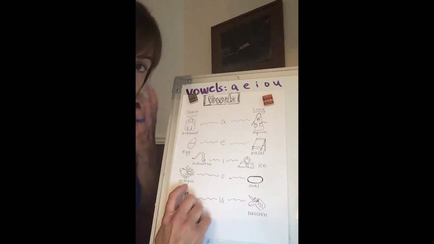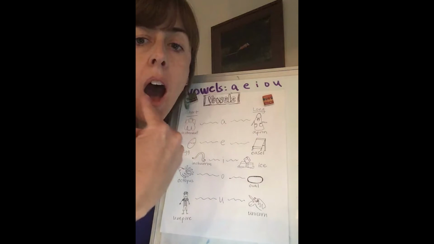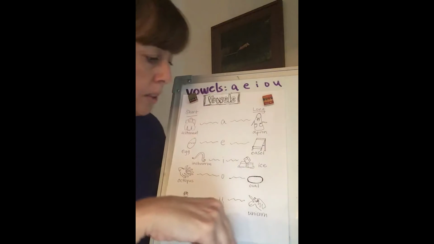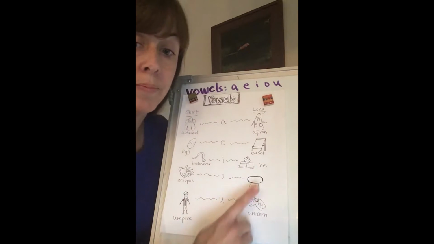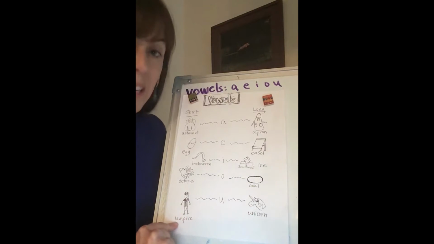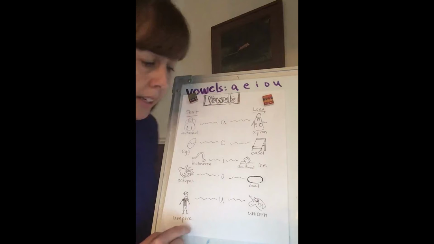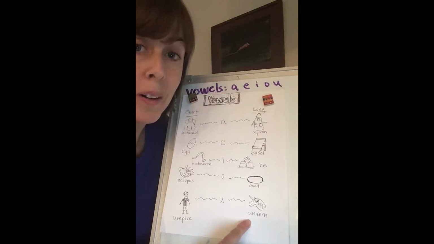Short O is ah, like an octopus. Your mouth makes a circle. Make that sound. Ah, octopus. And long O sounds like O, like oval. Short U sounds like you've gotten hit in the stomach, like an umpire. And long U is U, like in unicorn.